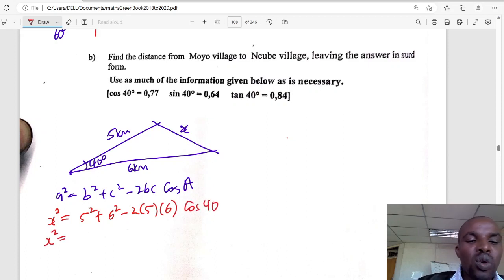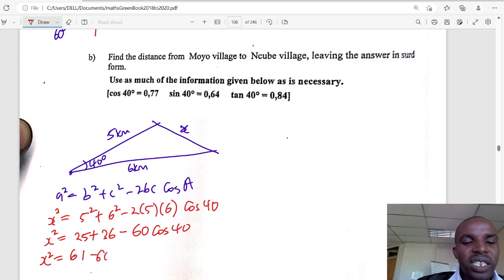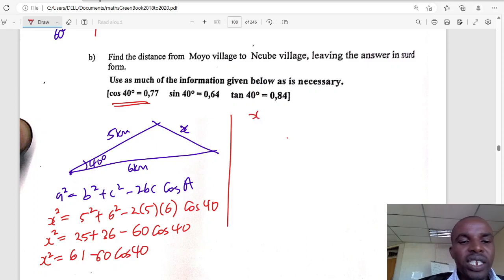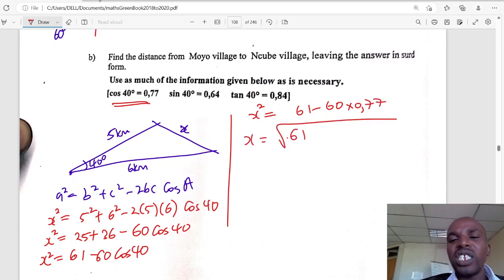So x squared is equal to 5 squared, which is 25, plus 6 squared, which is 36, minus 2 times 5 is 10, times 6 is 60, cos 40 degrees. So x squared is equal to 25 plus 36 is 61, minus 60 cos 40. Oh, we already have our cos 40. Powerful. Then cos 40 was given as 0.77. So your x will be equal to the square root of 61 minus 60 times 0.77.